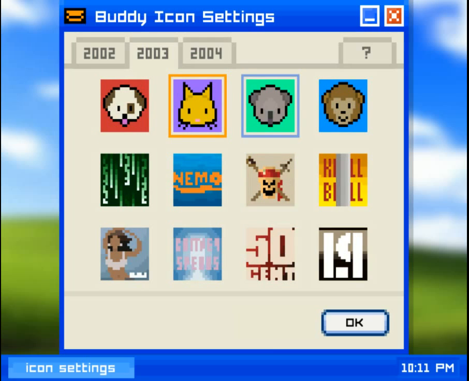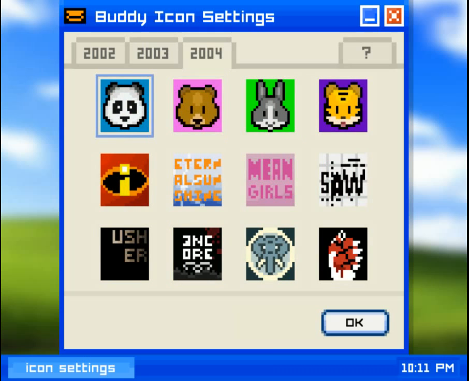Let me make a quick correction here. Last video, I said this was a panda. I don't know what I was thinking. It's a koala. So yes, I do know my animals, I promise. Hey, look at Pikachu. But now this definitely is a panda. And this is a bear. And this is a little bunny. And this is a tiger? That's a liger, maybe? Anyway, and so here are the movies.